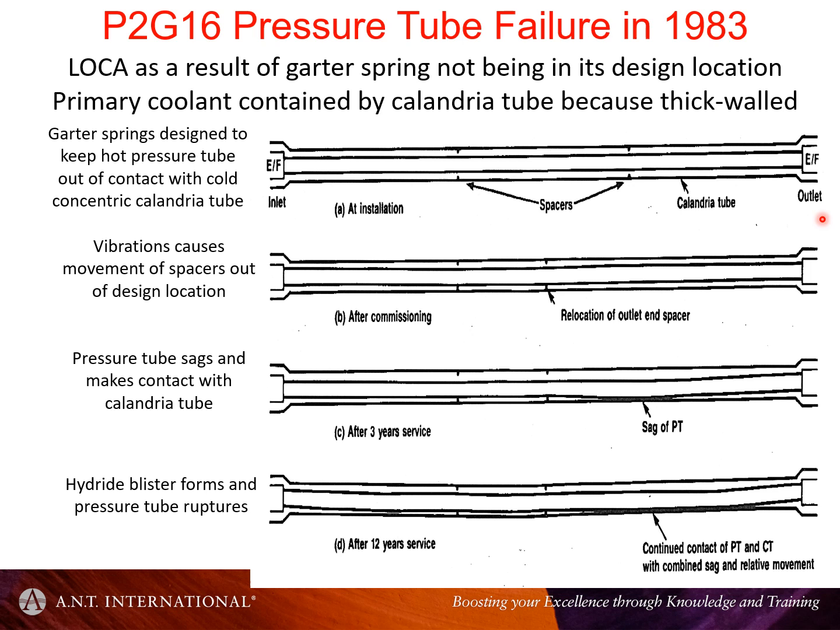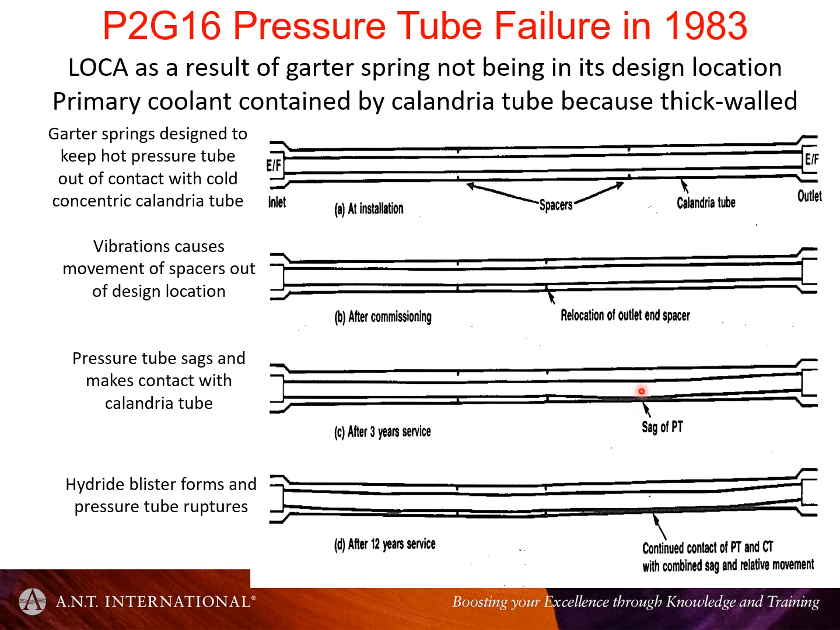Now, what happened back in the early 80s is we had these spacers. This was an early design in the Pickering A reactor. We only had 2 spacers instead of 4, like I showed earlier, and these vibrated out of place for whatever reason. They were loose, and for that reason, there was a long span which was unsupported, and the pressure tube sagged by irradiation creep. And it was in contact.